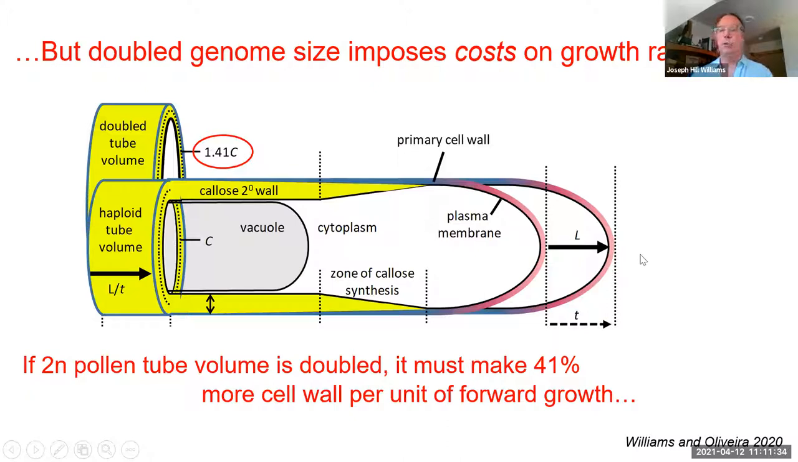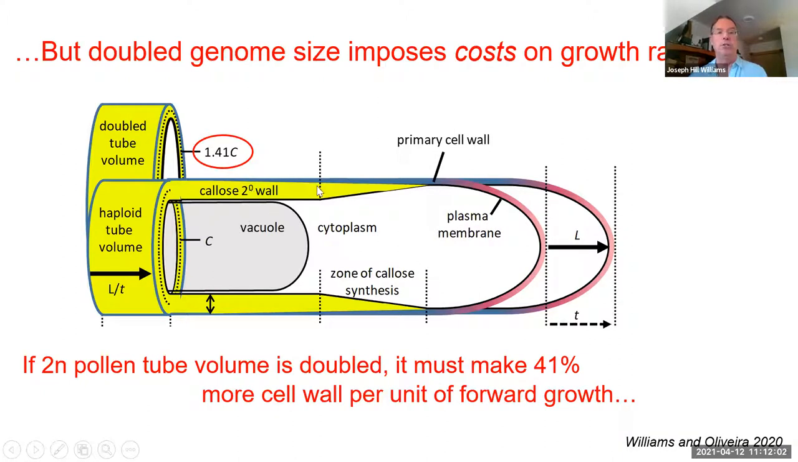So the next question I had then was to look at what the actual costs are. When a pollen tube grows, it extends its tip. And we think of pollen tube growth rate as the amount of extension per time. So it's growth in length of the tube. Well, that doesn't really get at the energetics of pollen tube growth, which are really based on how much wall material is being made to extend that tip forward.